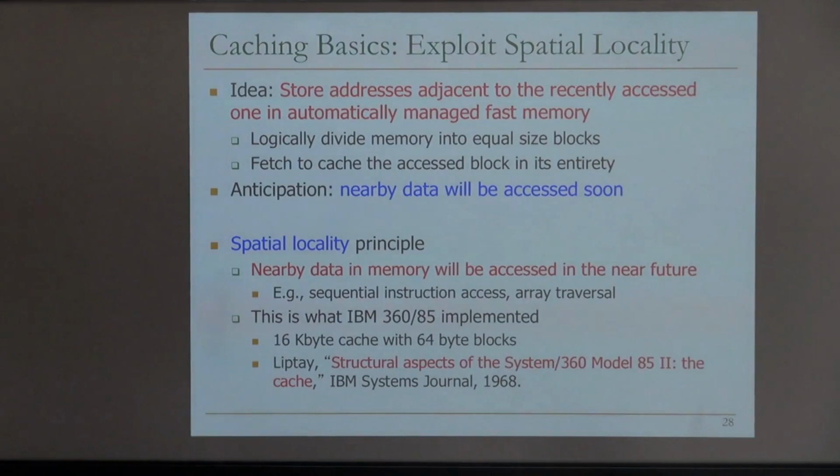And this is what IBM 360/85 implemented. This was one of the major processors with a cache. Maurice Wilkes didn't discuss these blocks, but the IBM 360/85 actually had a 16 kilobyte cache with 64 byte blocks. And this is a beautiful paper that discussed it in 1968. And today is 2018, right, 50 years. And we still have 64 byte blocks in a lot of the existing processors.